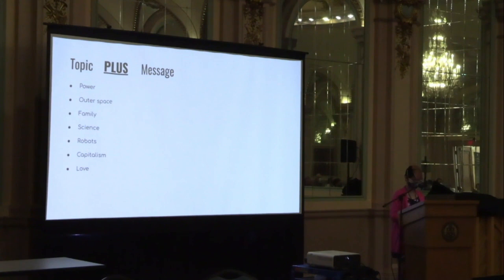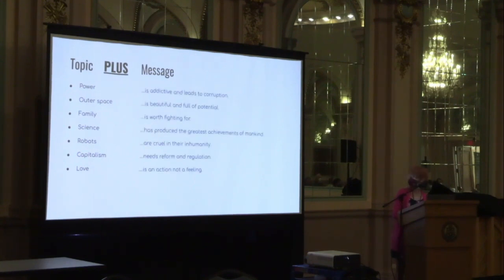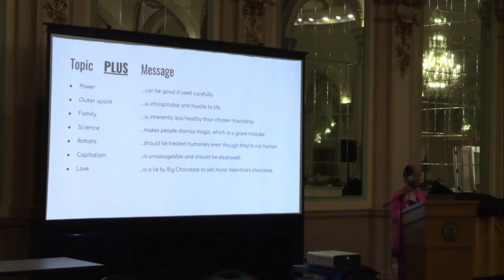Usually these can be phrased like statements in logic, such as treating one topic as equivalent to another or describing a cause and effect. For example, maybe power is addictive and leads to corruption, or love is an action, not a feeling. Or maybe power can be good if used carefully, and love is a lie by Big Chocolate to sell more Valentine's chocolate. Different narratives can have different messages about the same topic, meaning they have different themes.